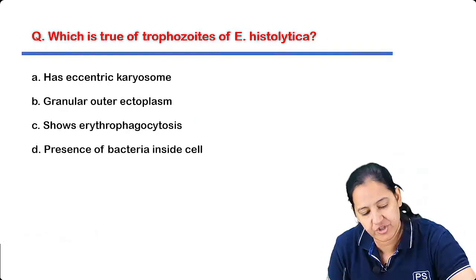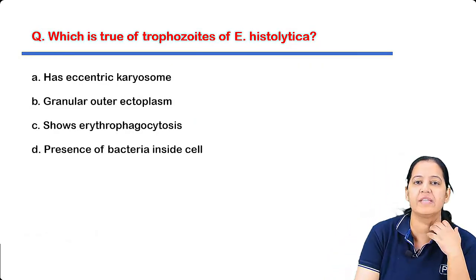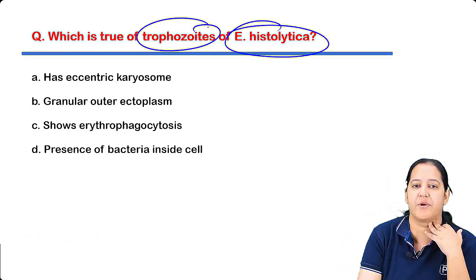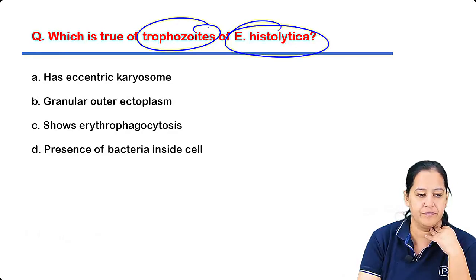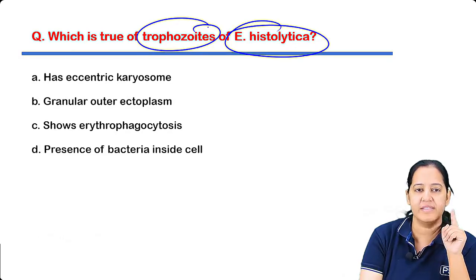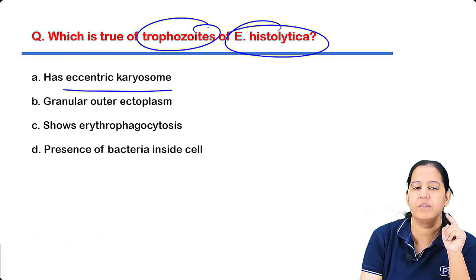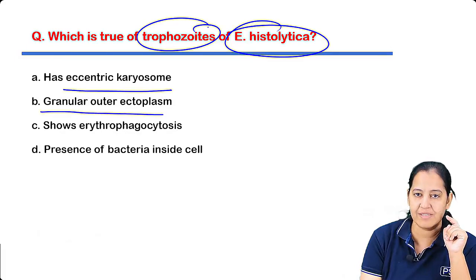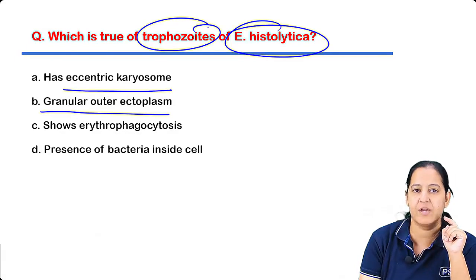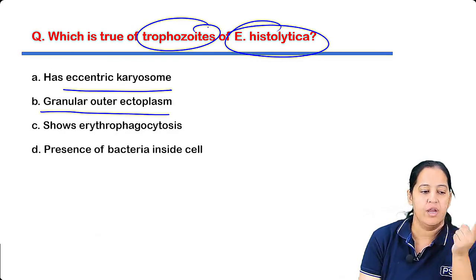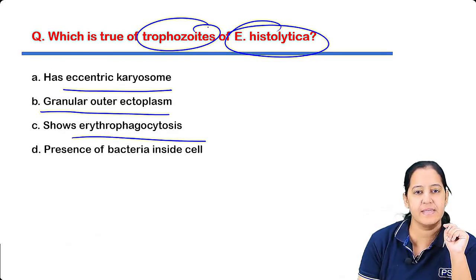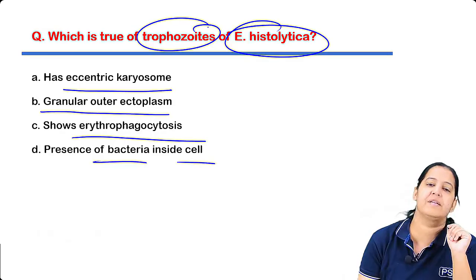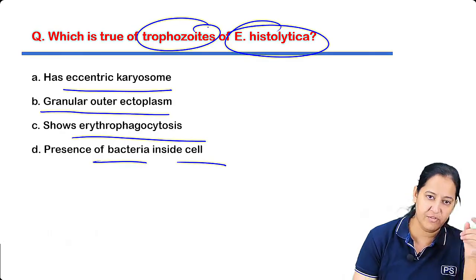Okay, read the question, tell me the answer. Which of the following is true for the trophozoite of Entamoeba histolytica? It is having an eccentric karyosome, yes or no? Outer cytoplasm, outer ectoplasm is granular, yes or no? It shows erythrophagocytosis, yes or no? Or the bacteria are present inside the cell, yes or no?